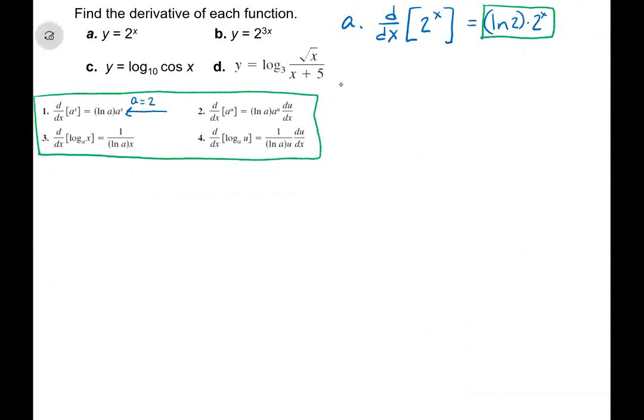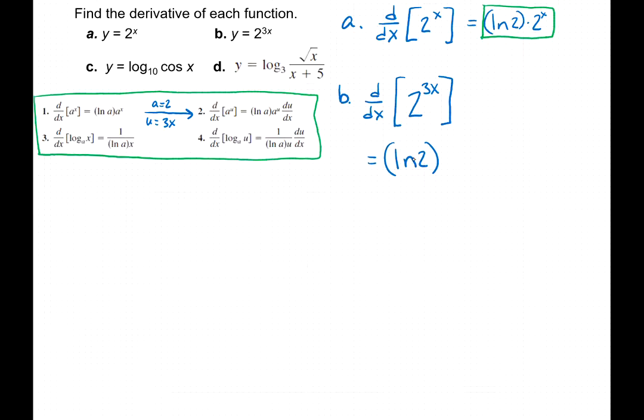Okay, let's get a little bit more interesting. In B, we are looking for the derivative of 2 to the power of 3x. So in B, this is an application of derivative rule number 2, the derivative of a to the u, where a is equal to 2 and u is a function of x. In this case, u is equal to 3x. Our derivative of 2 to the power 3x should be ln of 2 times a to the u, which in this case is 2 to the power of 3x, times the derivative of u with respect to x, so the derivative of 3x, which is 3.